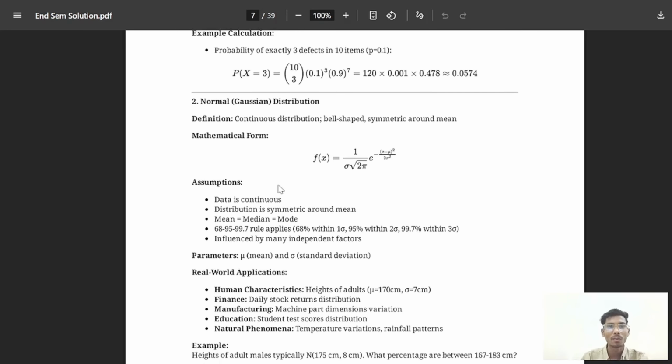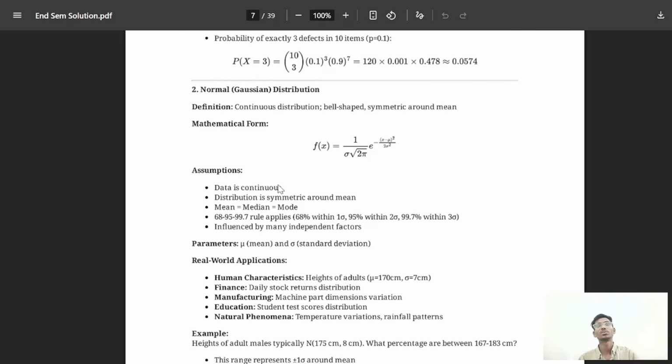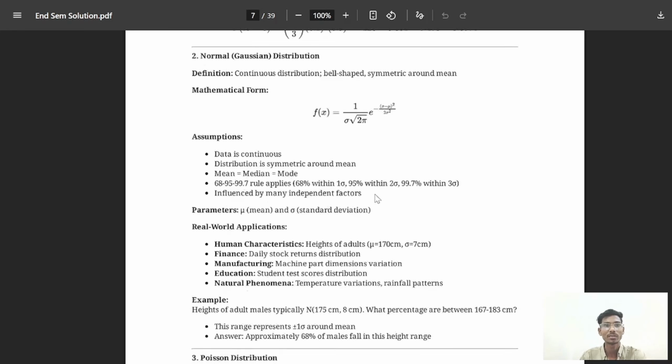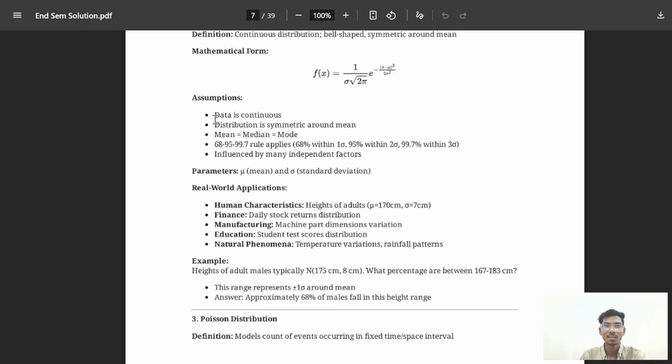Okay, normal Gaussian distribution. What is normal distribution? Continuous distribution, bell shaped. Its graphical structure is bell shaped, like this one or this one, symmetric around mean. Okay, mathematical form is, this one is its formula, P of x equal to 1 upon sigma root 2 pi into e to the power minus (x minus mu) whole square upon 2 sigma square. Assumptions are data is continuous, distribution is symmetric around mean, mean equal to median equal to mode. 68, 95, 99.7 rule applies.